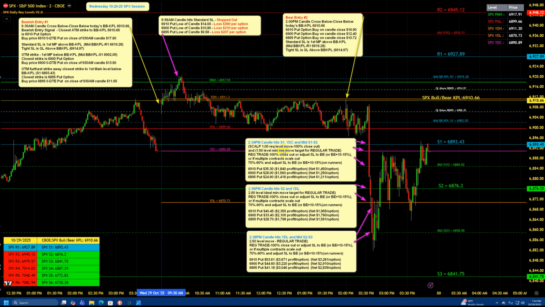However, a regular trade differs from a scalp in that it requires at least a minimum 1.5 level move in the favor of the trade. So what do we mean by the one level move for a scalp? What is a one level move? That is calculated from the level that you're taking the trade from, in the direction that you're trading.